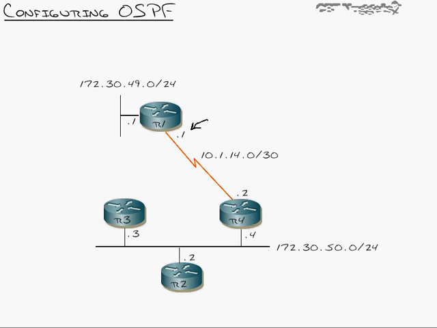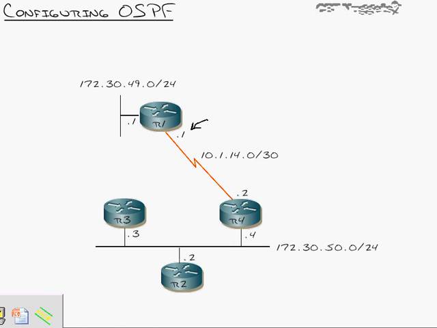So in this case, router 4 will have a router ID of 172.30.50.4 because that's its highest IP address. Router 3 will be .2 or .3, and router 2 will be .2. So once all those are configured, router 4 should be the DR, router 3 should be the BDR, and router 2 should just be a router. So let's get them set up.